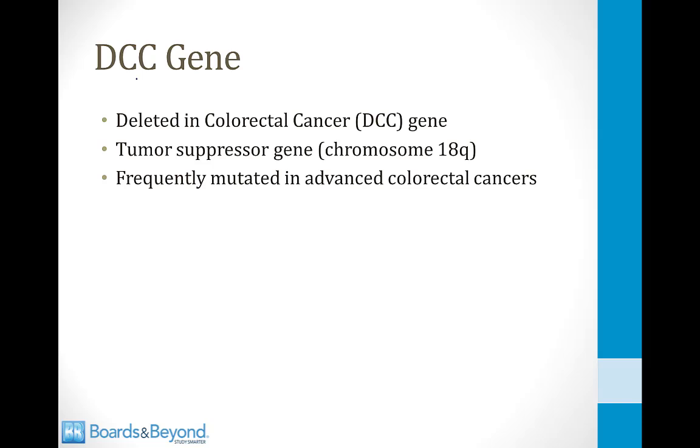The final topic under the heading of genetics of colorectal cancer is the DCC gene. DCC stands for deleted in colorectal cancer gene. It's a tumor suppressor gene found on chromosome 18, and it is frequently mutated in advanced or aggressive colorectal cancers. Some people have advocated using it as a prognostic marker. Patients who have tumors with DCC gene mutations have lower survival.